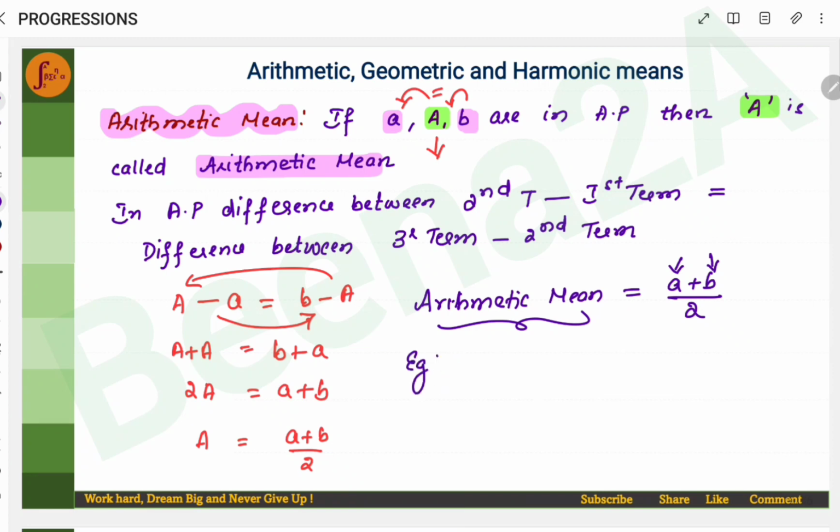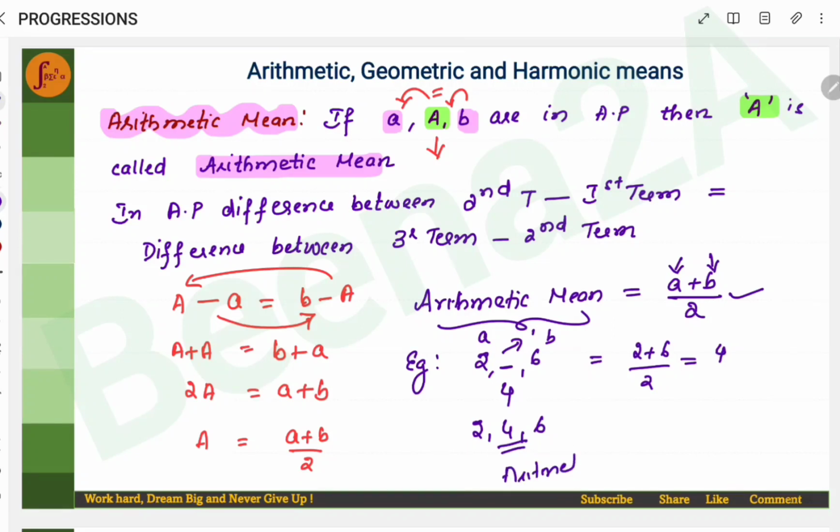Now let's take an example. Say you want to find the arithmetic mean between 2 and 6. You want to find a term in between 2 and 6. This is called the arithmetic mean. So we'll use this formula, (a plus b) by 2: this is a, this is b. So (2 plus 6) by 2, which is 4. So the arithmetic mean between 2 and 6 is 4. So it will be 2, 4, 6, with 4 being the arithmetic mean.